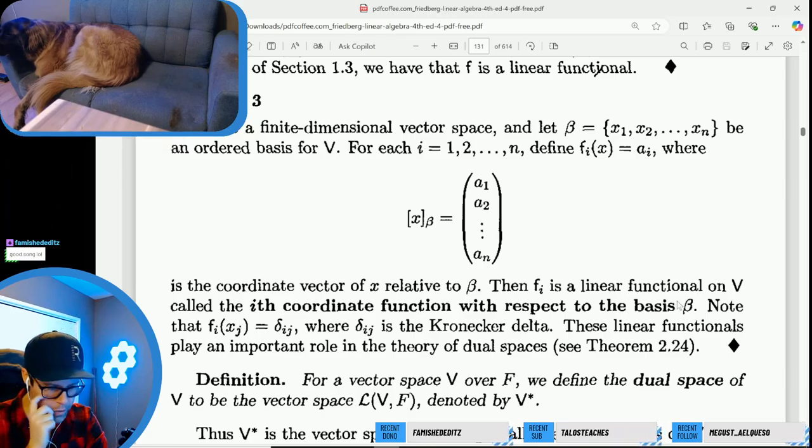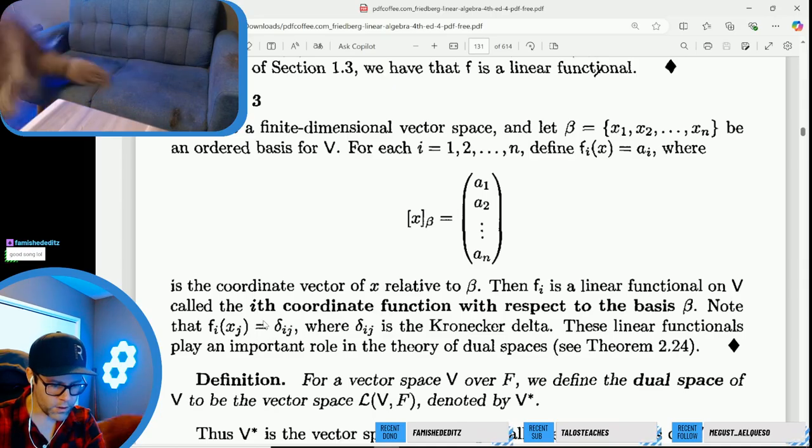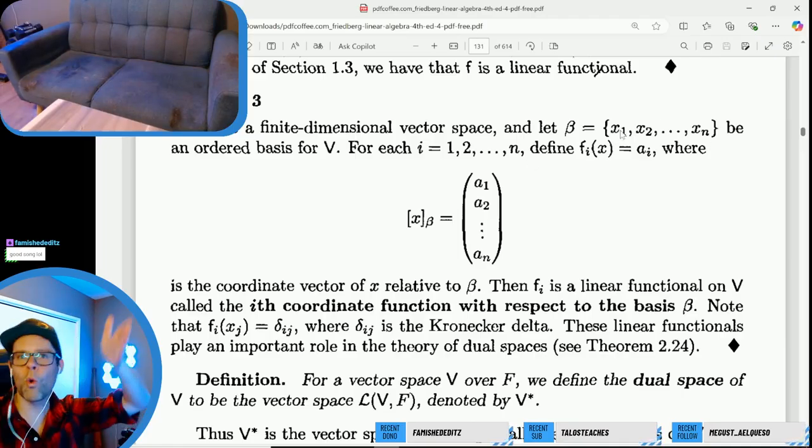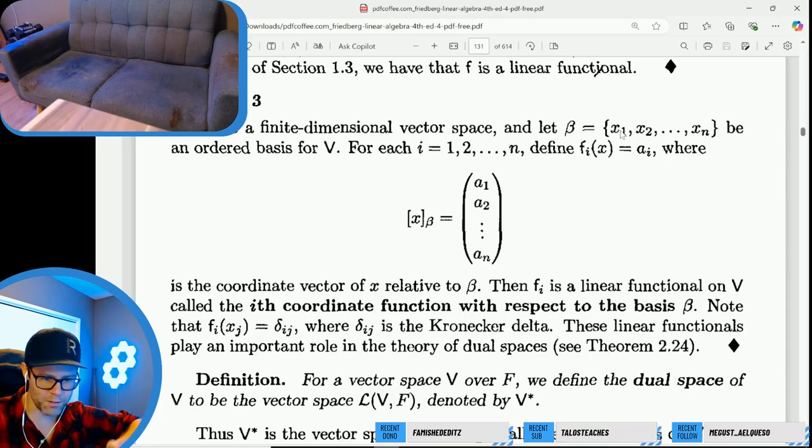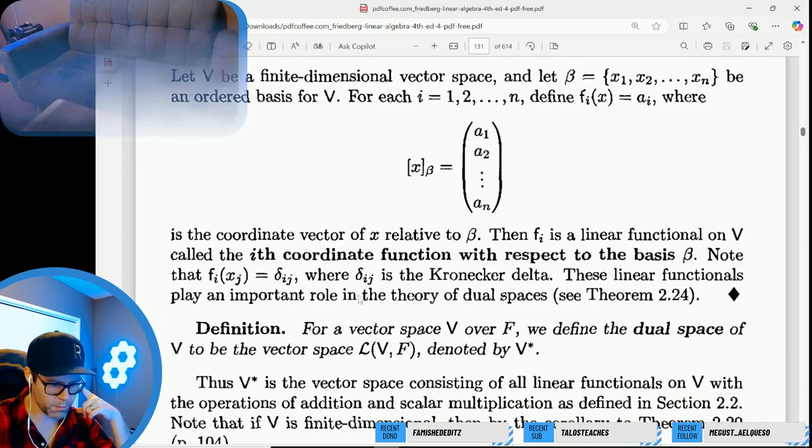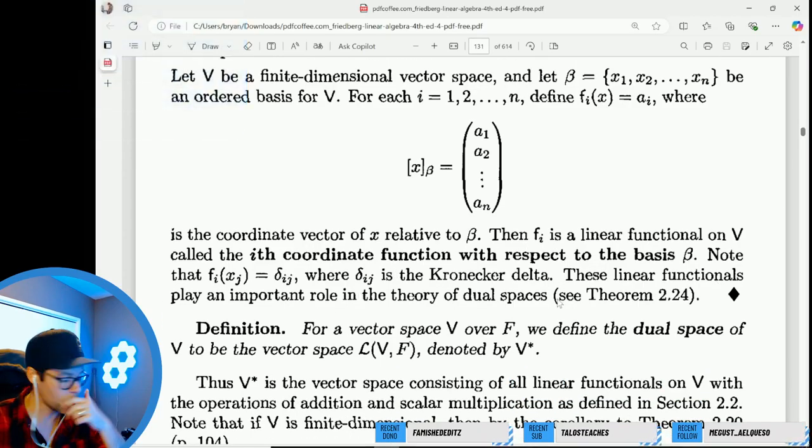Okay, so they say, note that Fi evaluated at xj, so xj is one of our basis vectors, is really just the Kronecker delta function. So it's going to be 1 when i and j are the same, because these coordinate vectors are in terms of this basis, right? It's going to be 0 everywhere else. Okay, so these linear functionals play an important role in the theory of dual spaces.